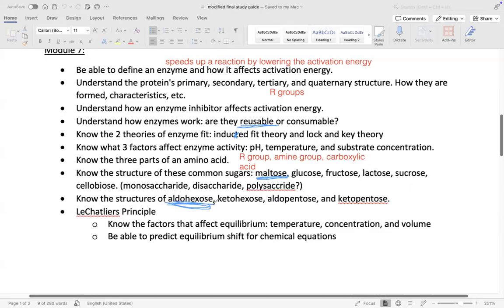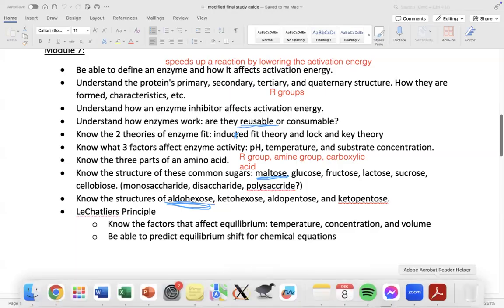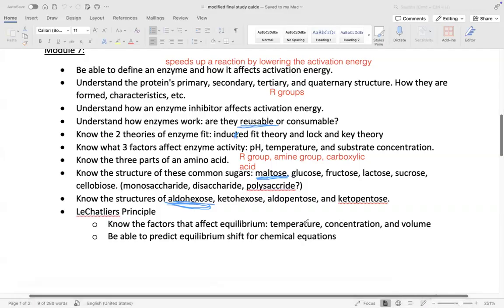And then Le Chatelier's principle. That was the very last question we just did on the practice exam. So know the factors. That's another all of the above question where temperature, concentration, and volume all affect equilibrium. And then be able to predict those shifts. That was what we just practiced. Hopefully this on the reference sheet helps guide you. So, does that help? Any questions?